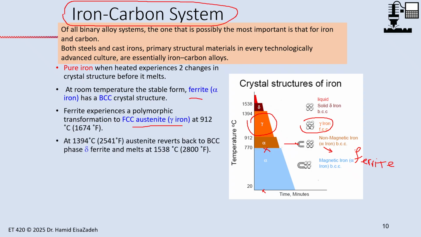Above this point, it reverts back to BCC, but that type of iron is not called alpha ferrite. It's called delta ferrite. Delta ferrite is different from alpha ferrite, and this is not very important. The most important are FCC, I mean the gamma iron, and alpha iron, alpha ferrite.